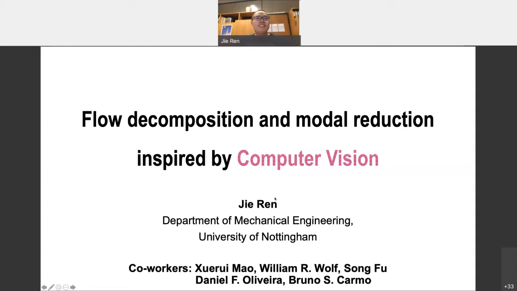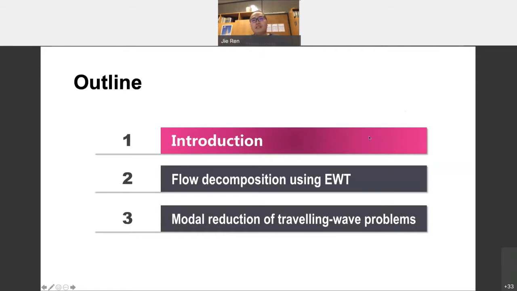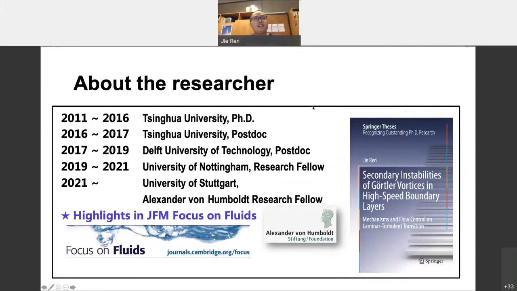So the title here is Flow Decomposition and Model Reduction, inspired by computer vision. It's actually two parts: one is flow decomposition and the other is model reduction. So here's the outline. I will give a very brief introduction, followed by these two small topics. As already mentioned by Professor Popov, I gave a very brief self-introduction here.